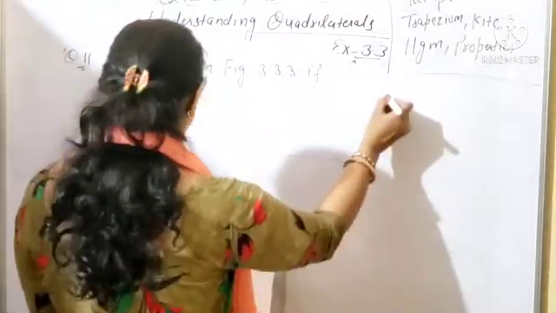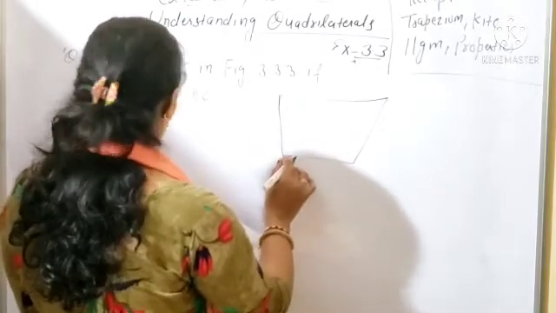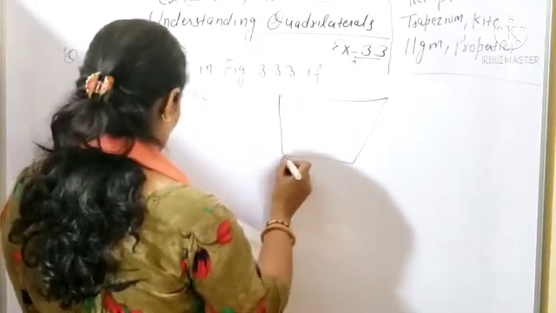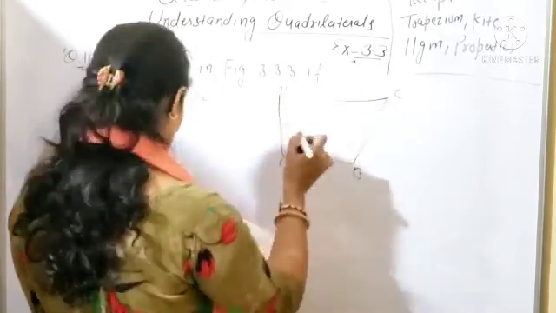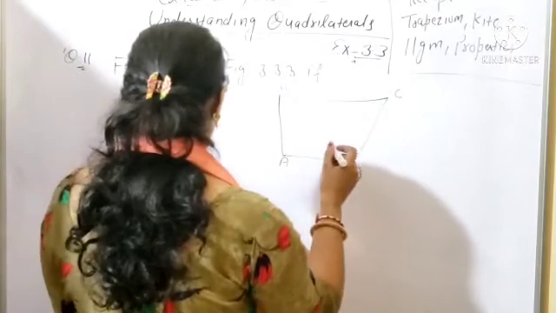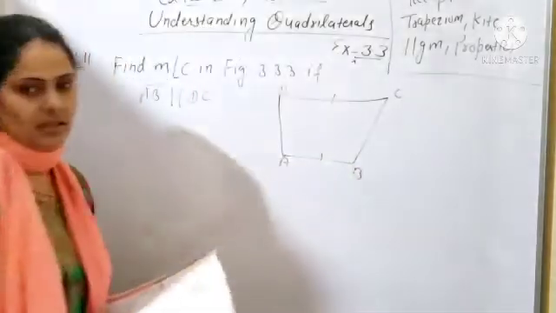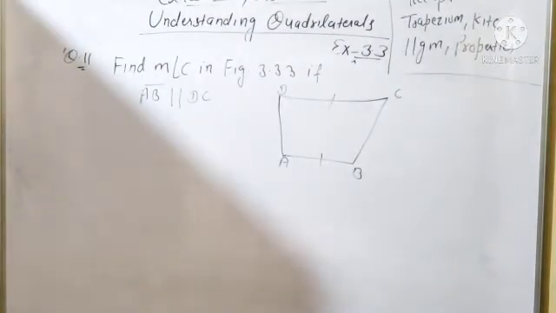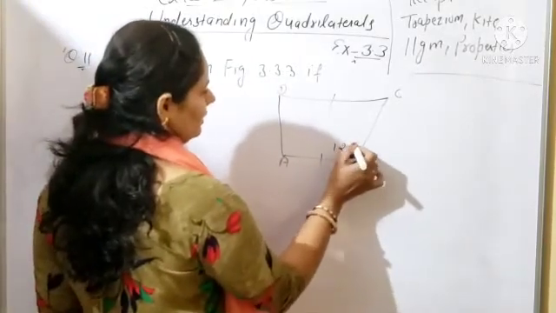This type of figure. A, B, C, D. And AB is parallel to DC. Okay. So, beta, in this figure, question number 11, it is given if AB side is parallel to DC and angle B is also given, it is 120 degree. So, find the measure of angle C, 120 degree.